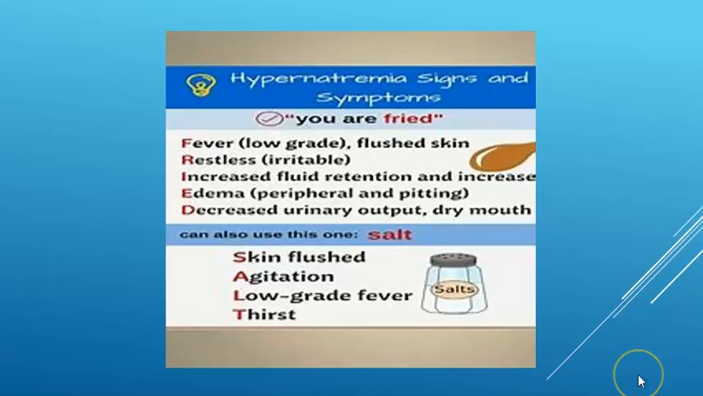Signs and symptoms, this is just a neat little chart that I found. Fever, flushed skin, irritability, increased fluid retention. You could have peripheral and pitting edema, decreased urine output. They're going to have dry mouth. You can also use the acronym SALT: skin flushed, agitation, low-grade fever, and thirst.